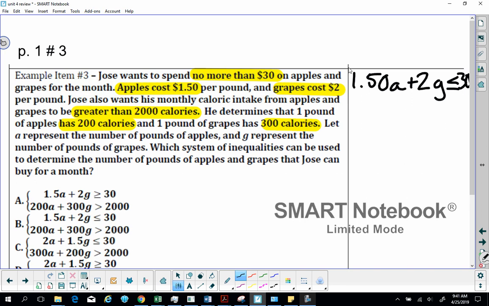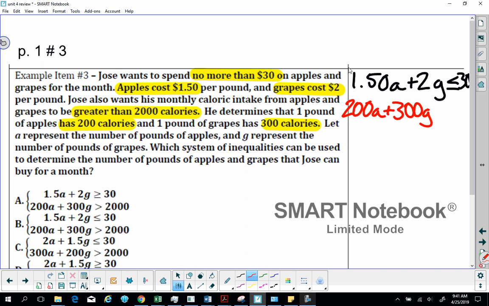I just grouped money with money, right? Okay, so now let's talk about calories. How many calories are there for apples? 200. So we have 200 for apples, plus how much for grapes? 300. Okay?